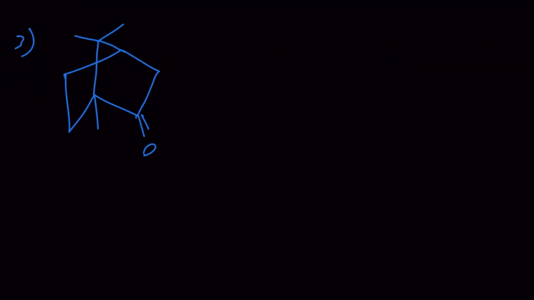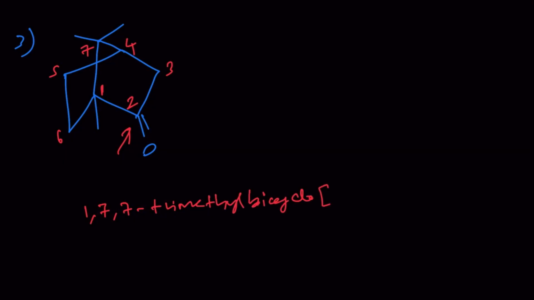How about now? Could you find out the IUPAC name for this molecule? Once again, start numbering from the bridgehead. Just because there is a functional group here, it doesn't mean that we should start numbering from there. Numbering must always start from the bridgehead. Therefore 1, 2, 3, 4, 5, 6, 7. So we have 3 methyl groups. Therefore 1,7,7-trimethylbicyclo, and then XYZ.